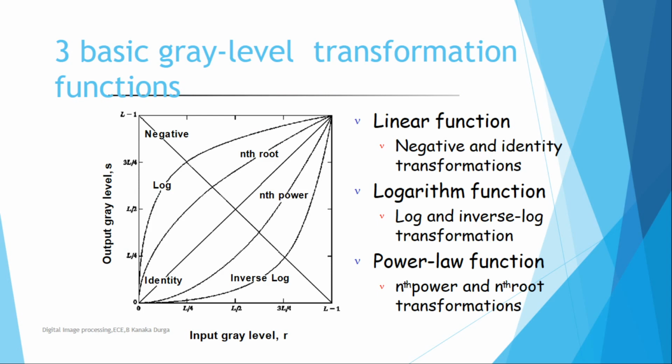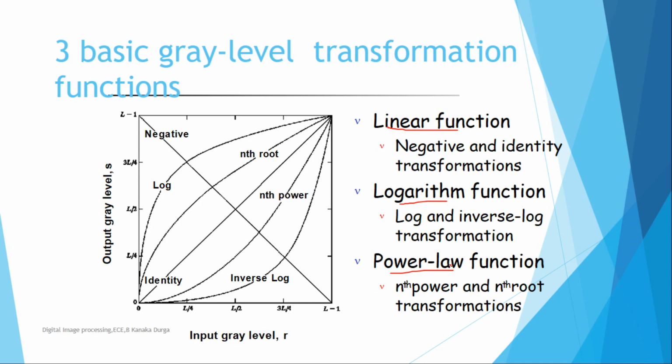Basic gray level transformation functions are mainly of three types. They are linear function, logarithmic function and power law function. What applies if I am going to apply the linear, logarithmic and power law? Every basic gray level enhancement function has a peculiar property, which we will discuss. So the gray level transformation functions are mainly three types: one is linear, second is logarithmic and third is power law.